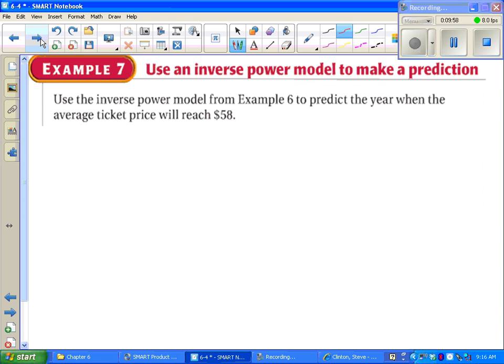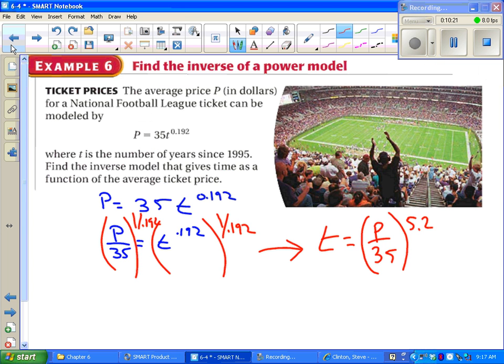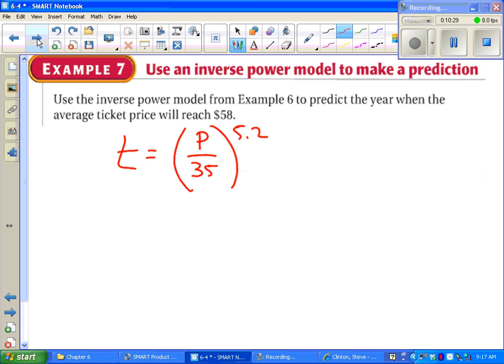Last example of this section says use an inverse power model to make a prediction. Oh, now we get to use the model from the last example. If you recall, it said t equals P over 35 to the 5.2 power. We want to know when the average ticket price will reach $58. So we remember t represented the number of years since 1995, and P was the price in dollars. So going back to this, we know the price in dollars is 58. That's going to go in place of P. Go ahead and try to plug that in, finish it on your own, see if you get the same answer I do.